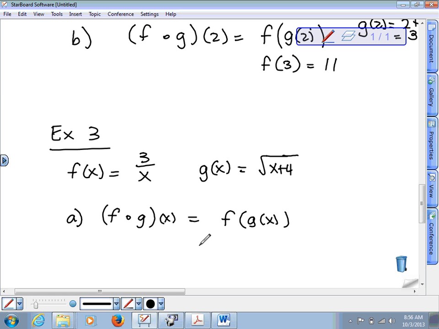Square root of x plus 4. So I'm going to change this into f. And instead of g of x in the parentheses, replace it with its function, or the equation of the function. So now I want you to find f of the square root of x plus 4.